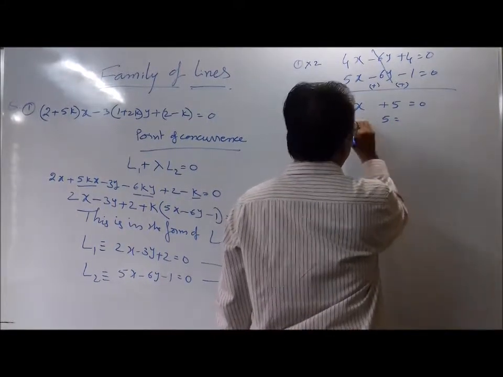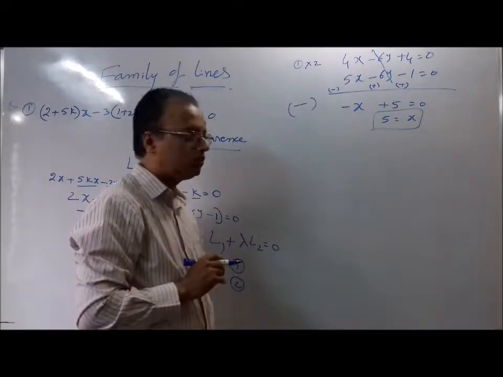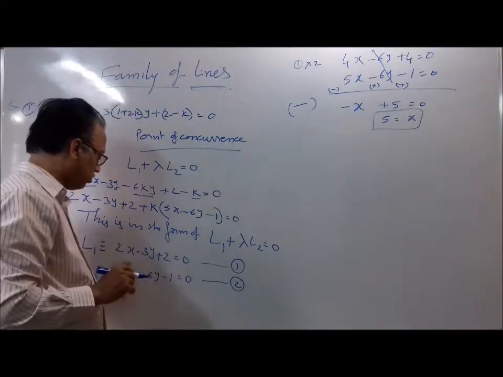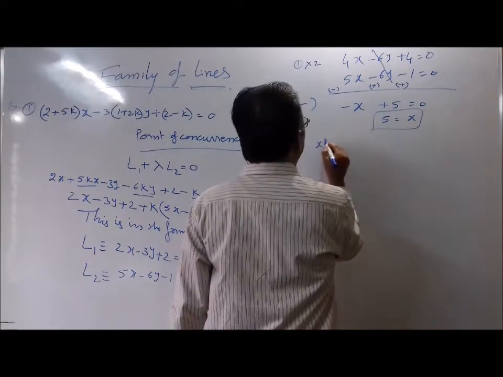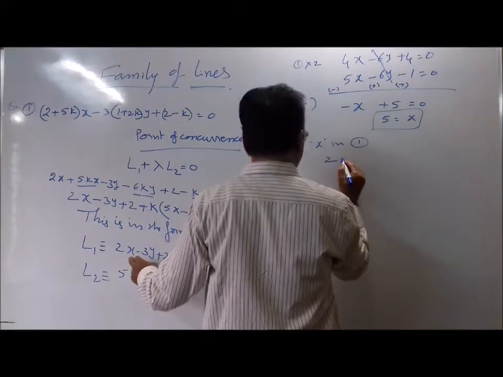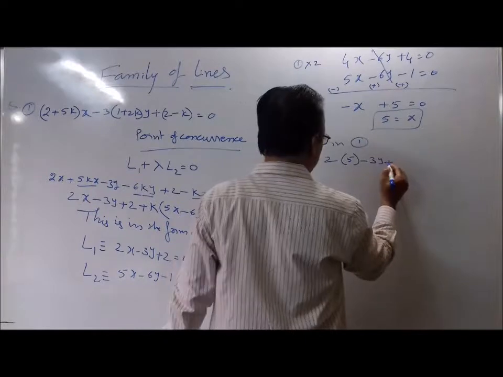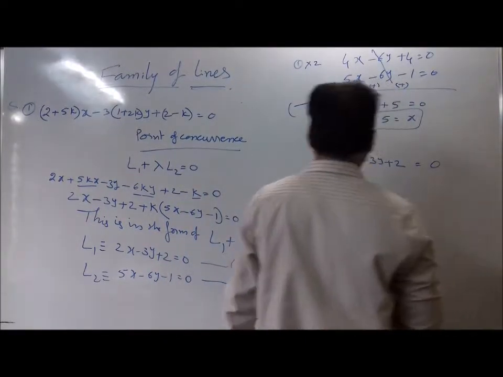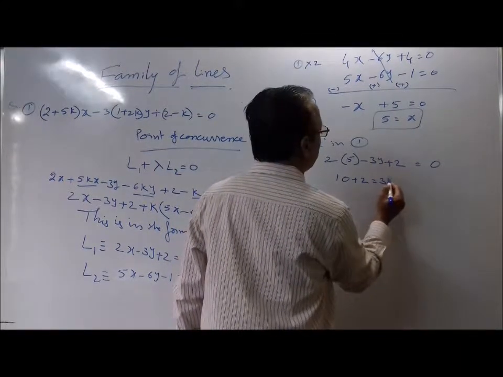So 5 is equal to minus x, go that side. X is equal to 5. Now I substitute in any, the first one or the second one. So the first one preferably. So x in 1: 2x means 2 times 5, minus 3y plus 2 equal to 0.